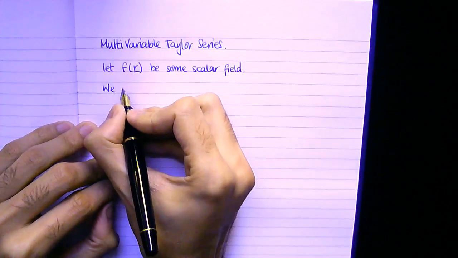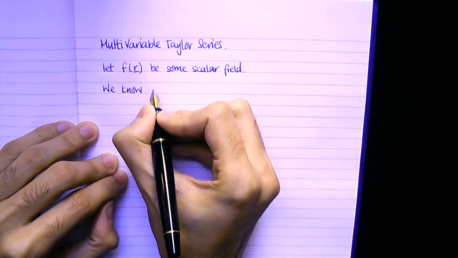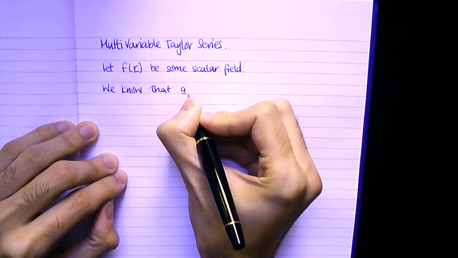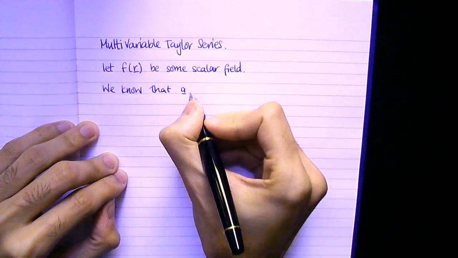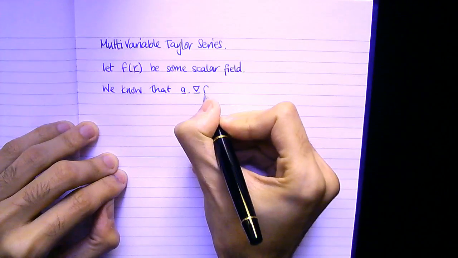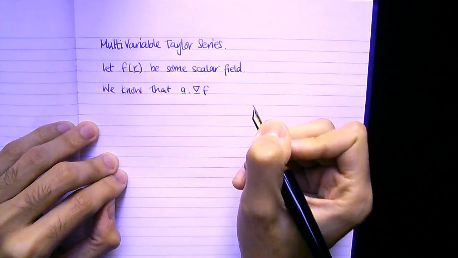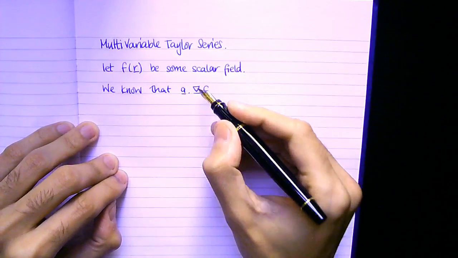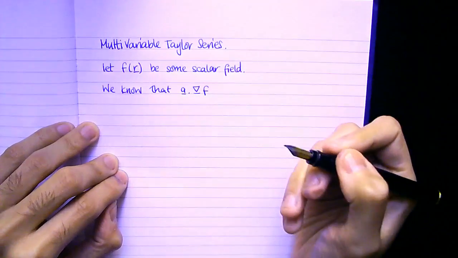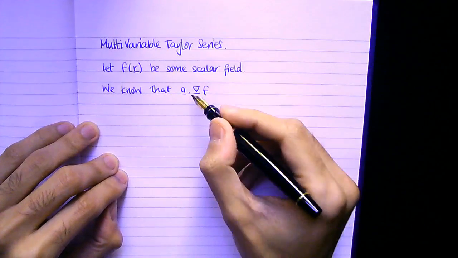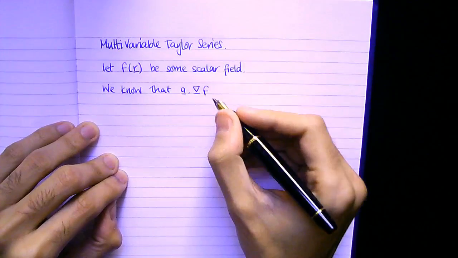We know that if I take the dot product of some vector A with the gradient of f, this is called the directional derivative, right? So we covered this in the course. If you're not sure what the directional derivative is, just go look that up in the right section of the notes, and we did this in lectures. So this is the directional derivative.